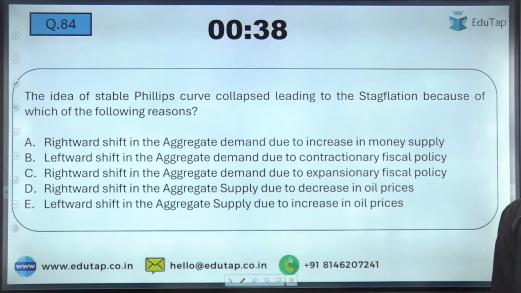Next: the idea of a stable Phillips curve collapsed during stagflation because of which of the following?